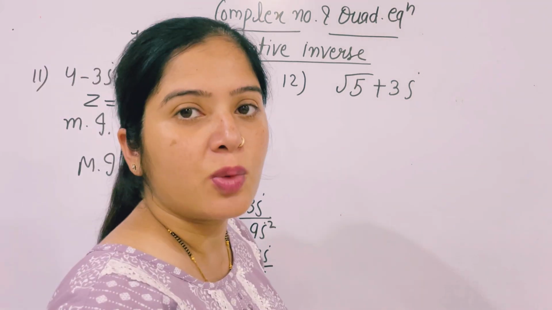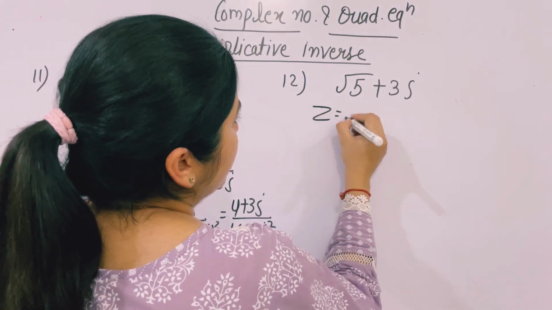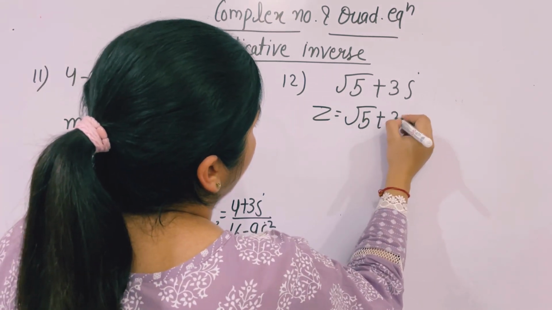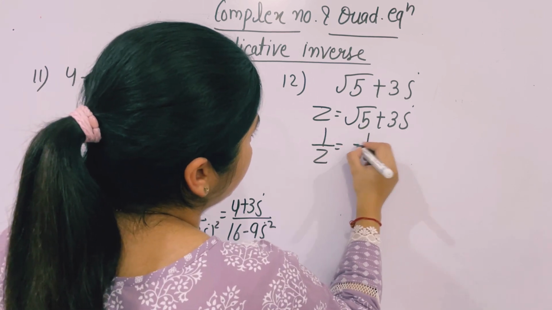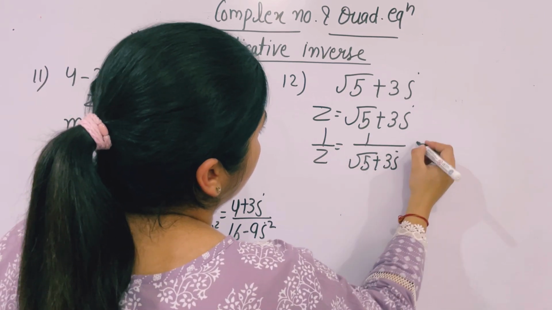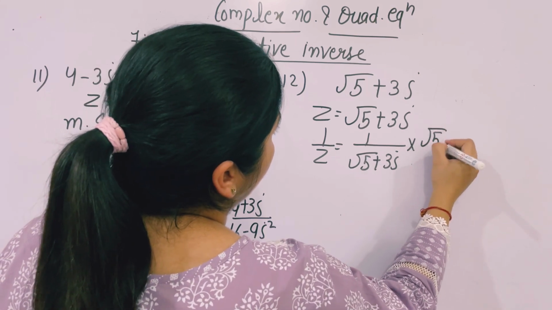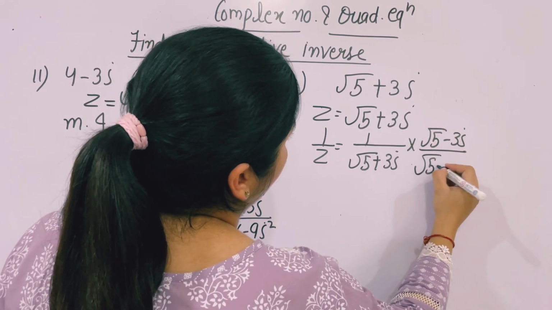Now we will do question number 12. Z equals root 5 plus 3 iota. We have to find the multiplicative inverse, which is 1 upon z. 1 upon root 5 plus 3 iota, multiply with root 5 minus 3 iota in numerator and denominator.